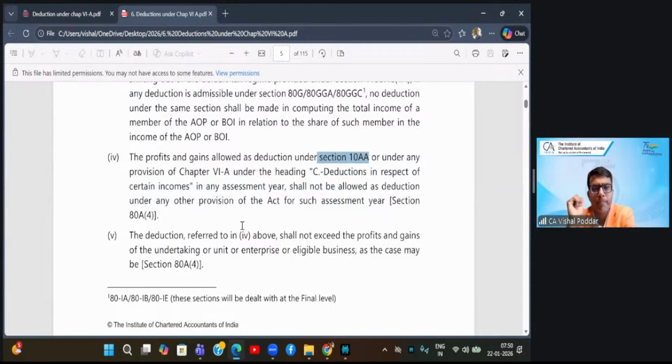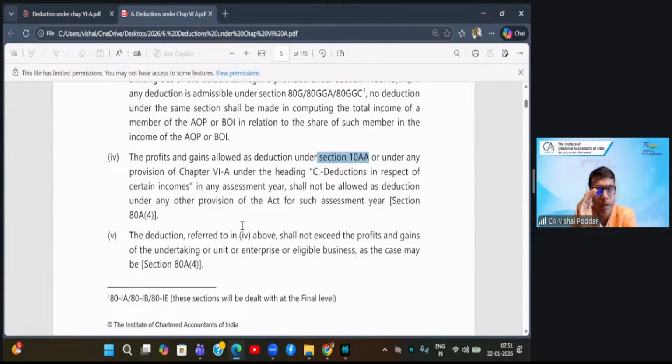Now, what was 10AA? If you start a business in SEZ area, then you get deduction under 10AA. Now, interestingly, there is a possibility that the business which you are starting in SEZ area is also covered in heading C. Why? Because you are starting the business in SEZ, so for SEZ, you already have 10AA. And the same business is covered in our heading C. Because as I said, what is heading C covering? Deduction for certain incomes. What are these incomes? These incomes are where you are earning from a specific business or where you have started in some backward area, etc.